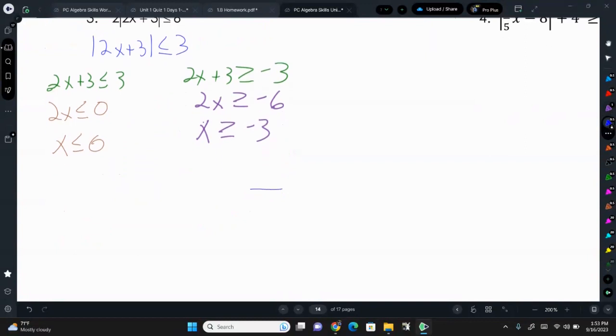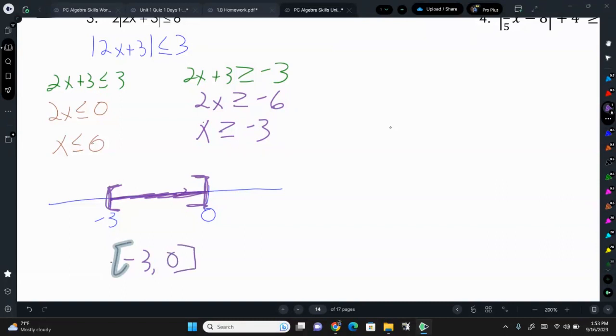So we're going to draw our graph. We have negative 3, and we have 0. So we have x is greater than or equal to negative 3, so a bracket at negative 3, and we want everything bigger than that. But then we have x is less than or equal to 0, so bracket at 0 and everything less than that. So we have [-3, 0] as our answer.